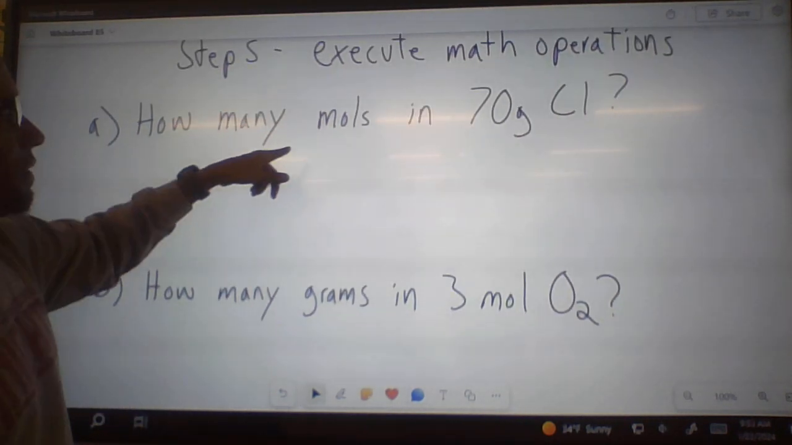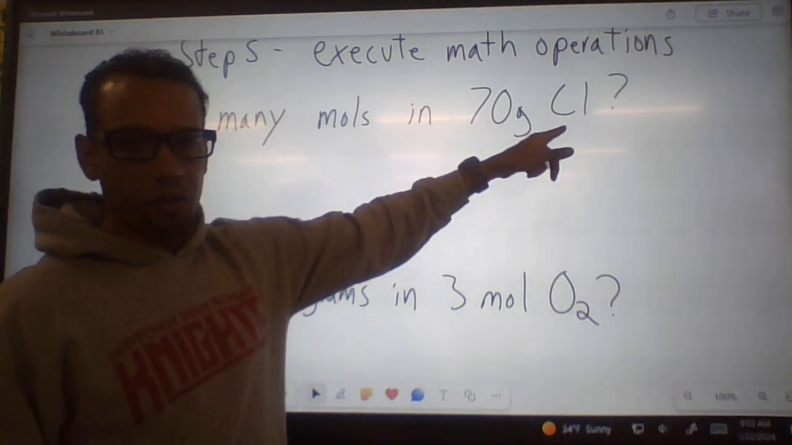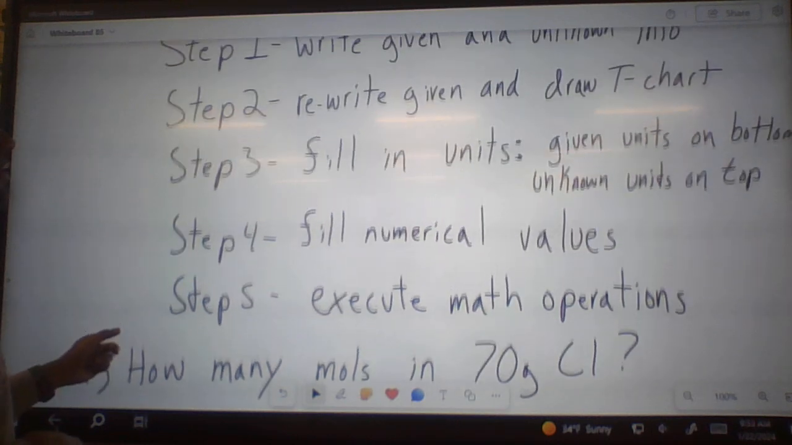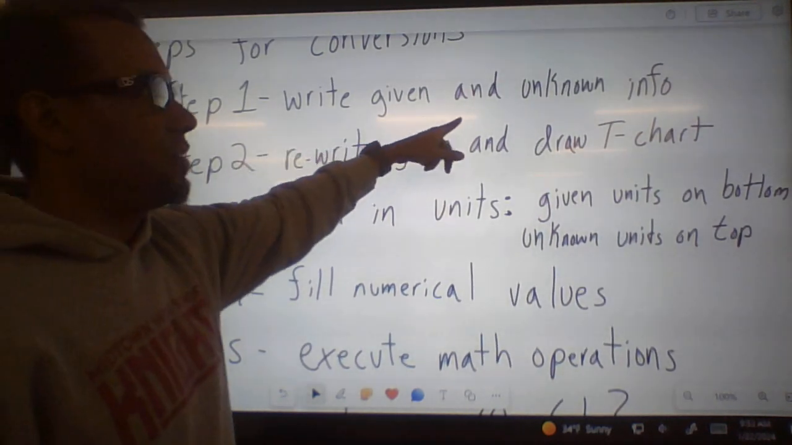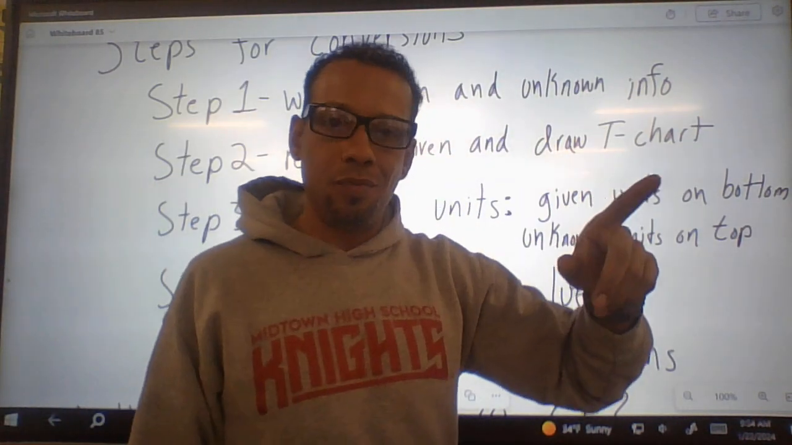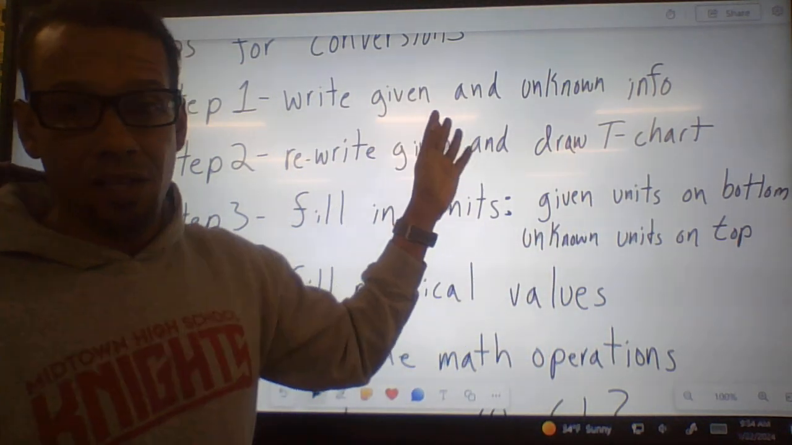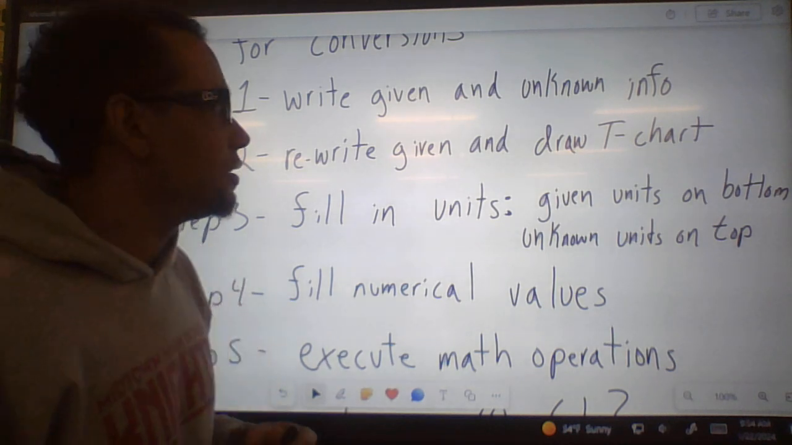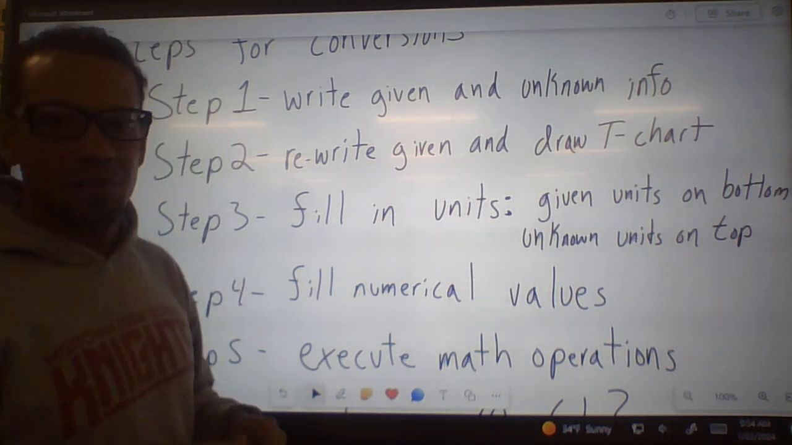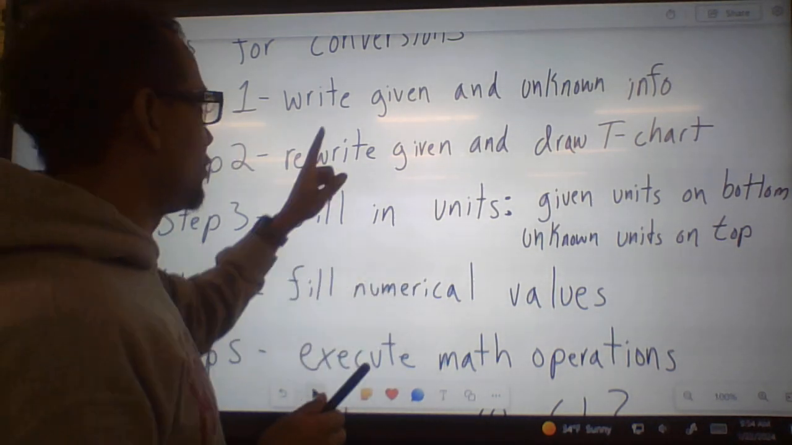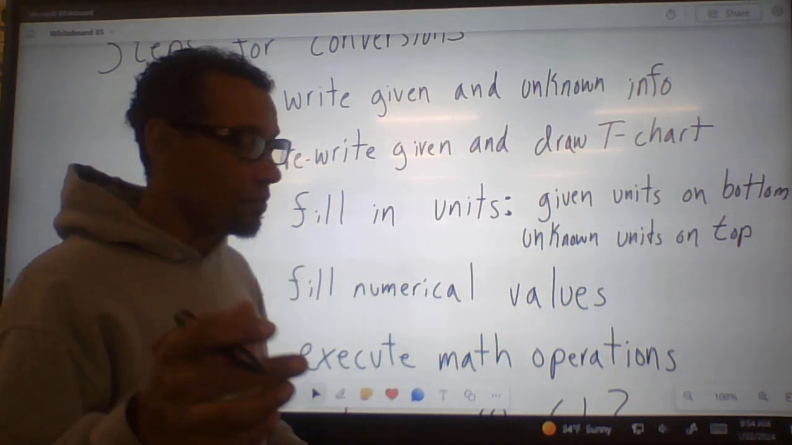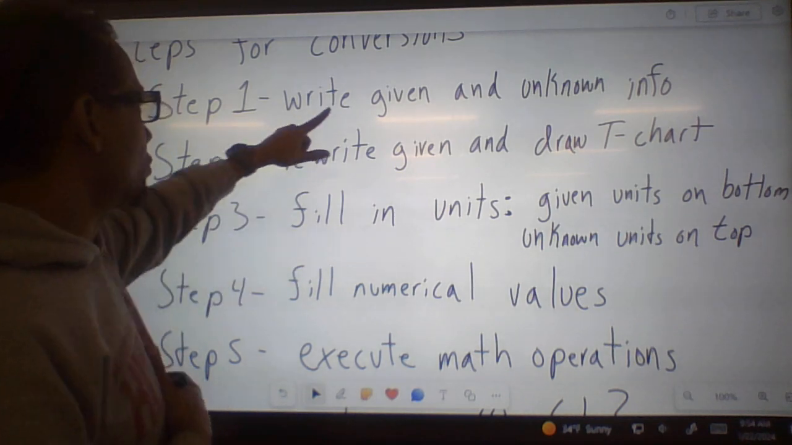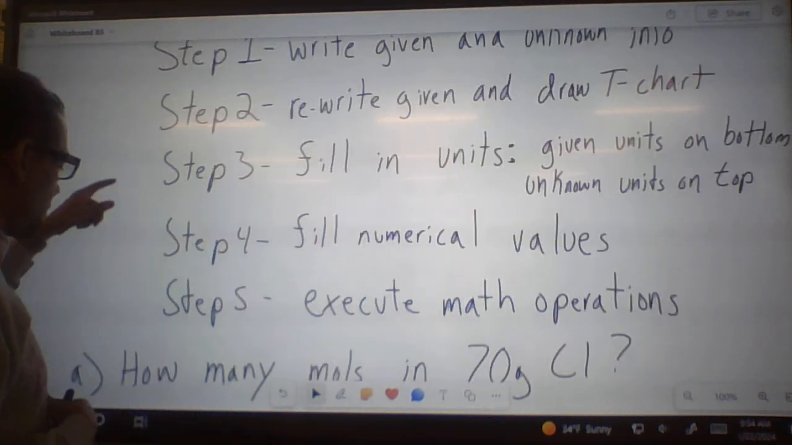All right, so how many moles in 70 grams of chlorine? Now I'm just going to go through the steps. Step number one is write the given and unknown information. A lot of people want to skip this step. I'm telling you now, don't do it. We'll be in tutorial a lot of times, and we don't want to waste time. It's easier if you just write the given and unknown as opposed to coming to tutorial and me saying, hey, write your given and the unknown.